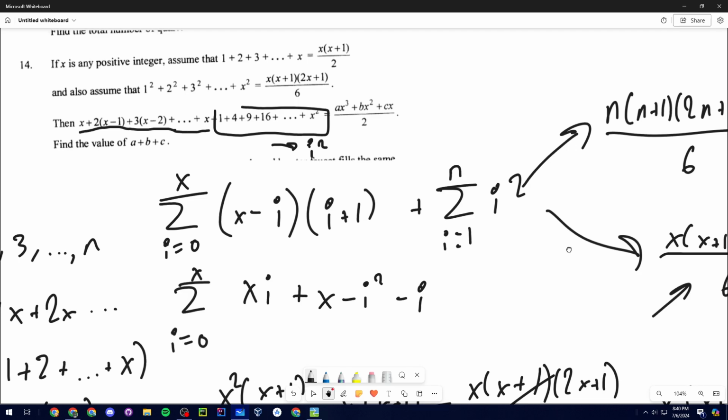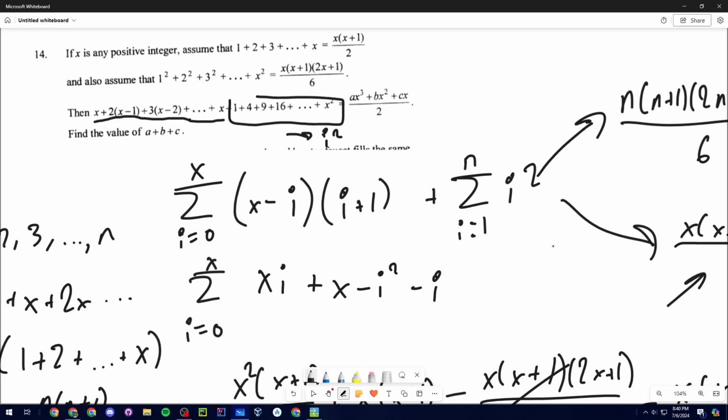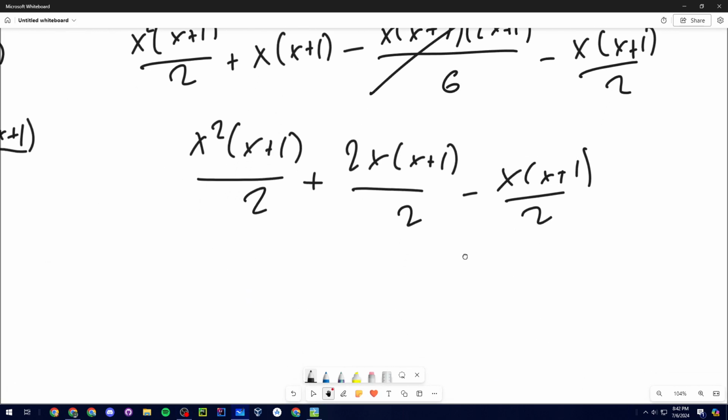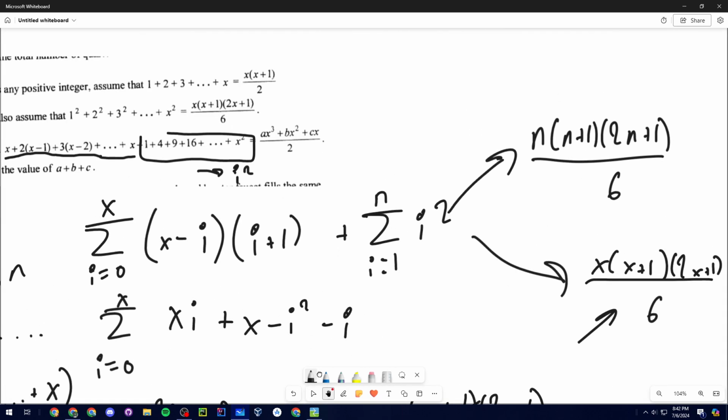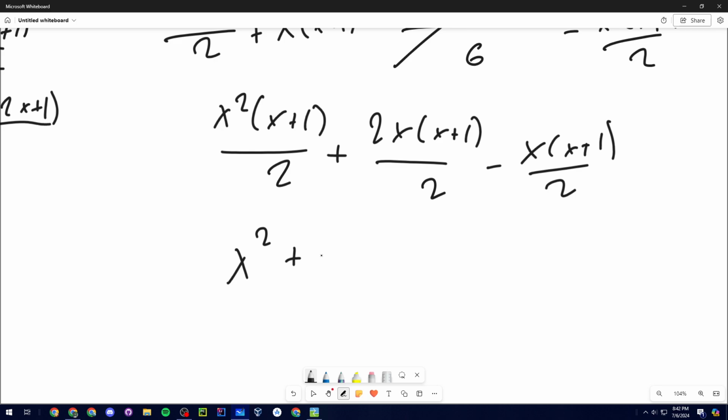Is there anything I'm missing? Wait, I'm just going to double check my work again. Okay, I think this looks right. All right, I guess I'll just find out. Oh, because there is a cube actually. Okay, so x cubed plus, and is it all divided by 2? Yeah, it is. Okay, divided by 2, x cubed plus x squared plus 2x cubed plus 2x squared minus x squared plus x.